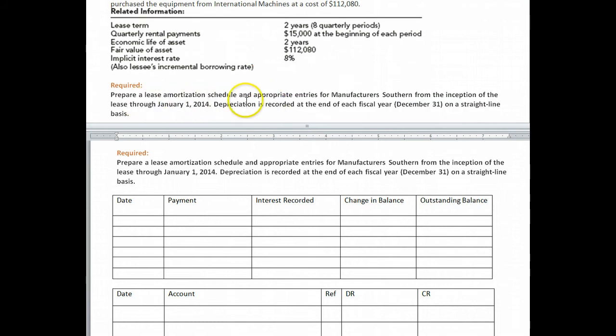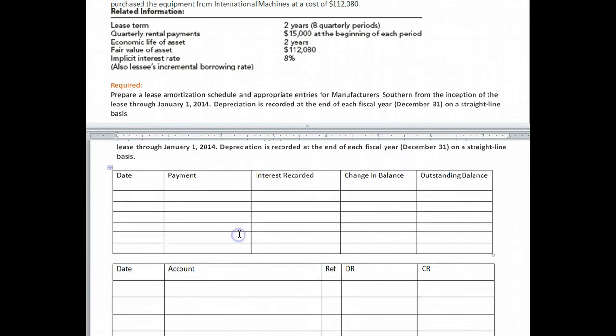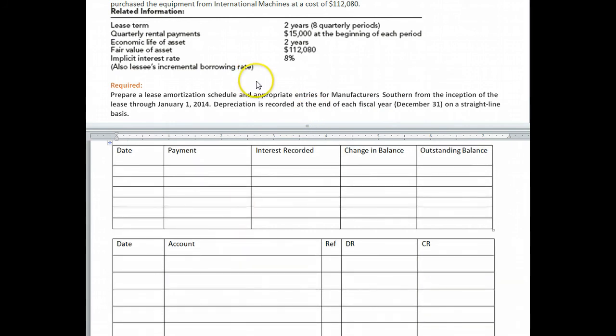Prepare a lease amortization schedule and appropriate entries for Manufacturer Southern from the inception of the lease through January 1st, 2014. Depreciation is recorded at the end of each fiscal year on a straight line basis. Alright, so first, Manufacturer Southern is actually the lessee. So we've got to remember, for all the entries we are doing here, we are doing them from the lessee standpoint. Alright, so what's step one?